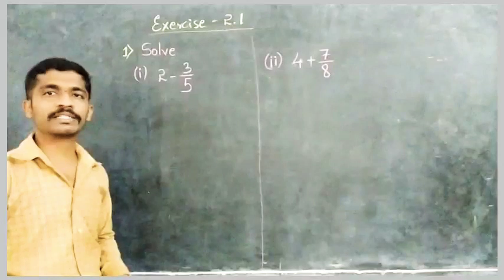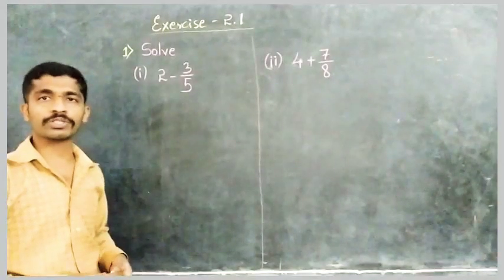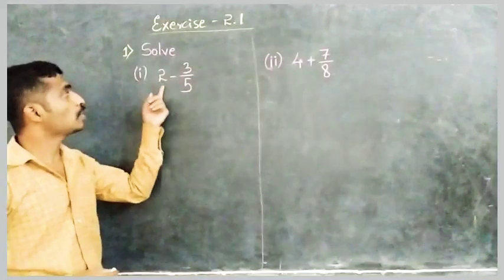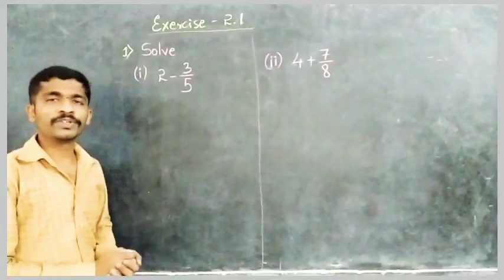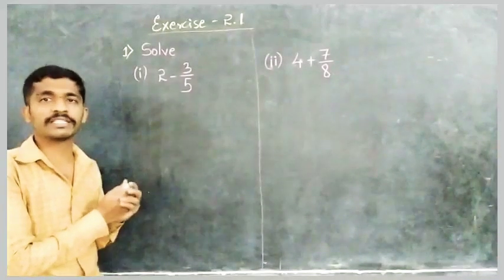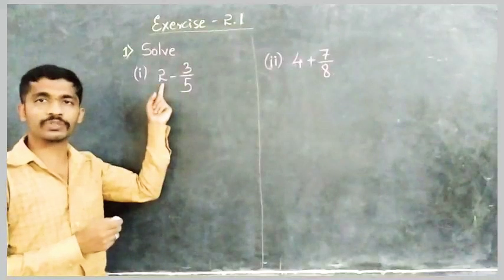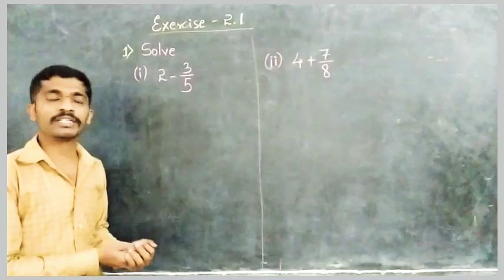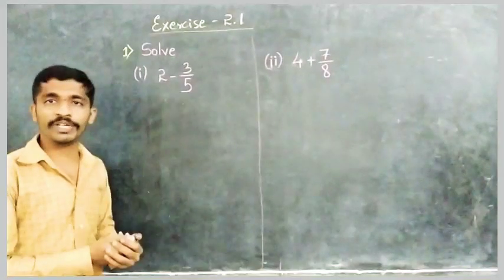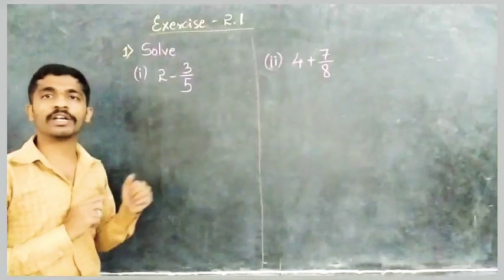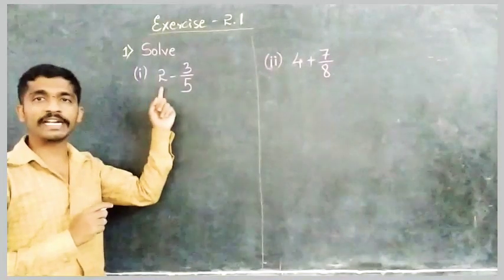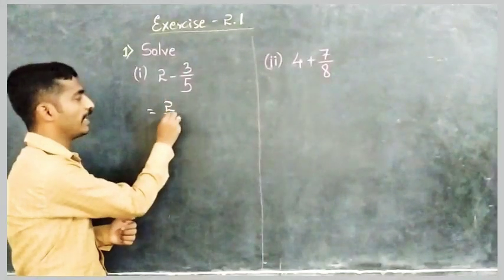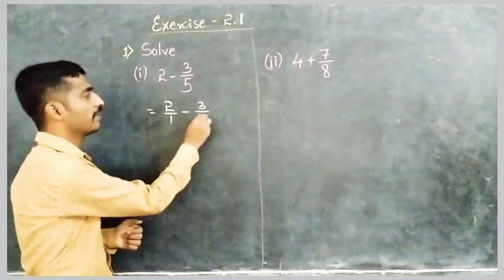Now directly going to the exercise. In the first main question, we have to solve the calculations. Here the first one, 2 minus 3 by 5. See, the chapter is about fractions, but here we are getting a whole number, that is 2, and here minus 3 by 5. So 2, how to write it in fraction? Here if there is no denominator, the denominator is always 1 for a whole number. So 2 we can write in the form of a fraction, that is 2 by 1. So we can write it 2 by 1 minus 3 by 5.